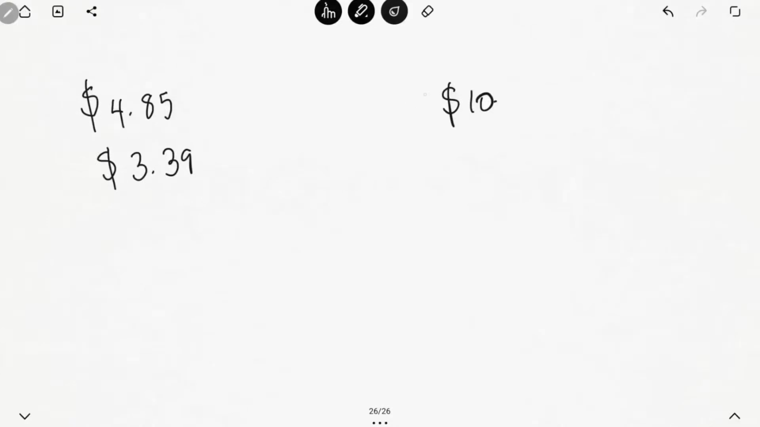All right, so here's a question I have for you. Let's say I want to buy two things, and the first thing costs $4.85, and the second thing that I want to buy costs $3.39. Now I have a $10 bill. What's a quick way to determine if I have enough money?